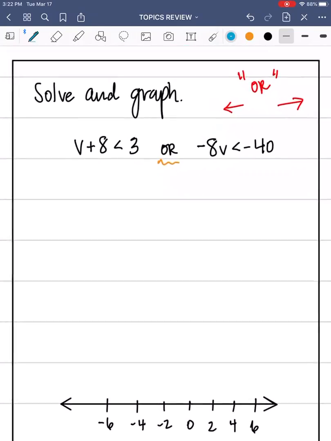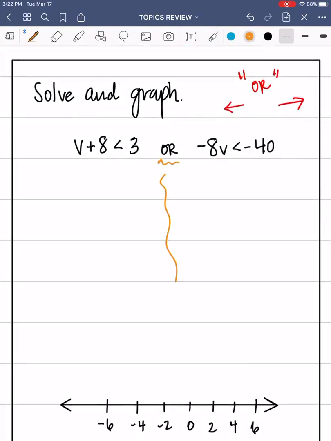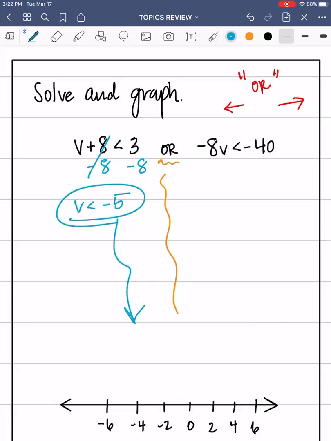All right, we also have or ones. So for or ones, we just kind of have to solve them separately, and we're going to get the outsides. So on this one, we're going to do minus 8, minus 8. So we just have v is less than 3 minus 8 is negative 5. So that's one side of our answer.